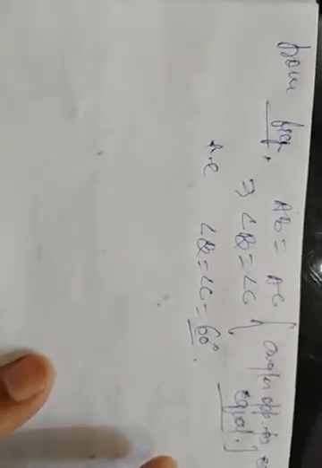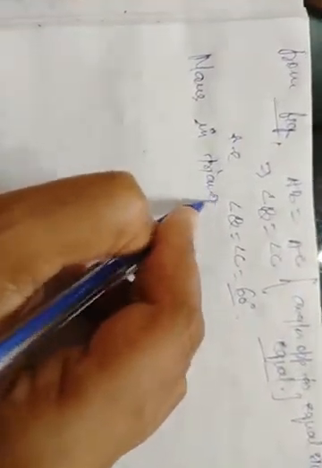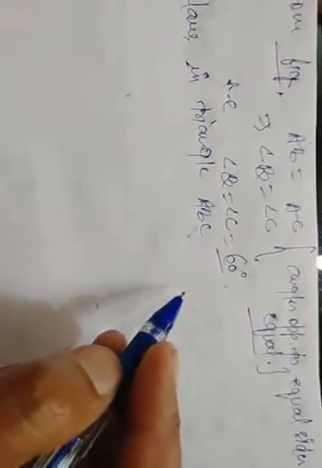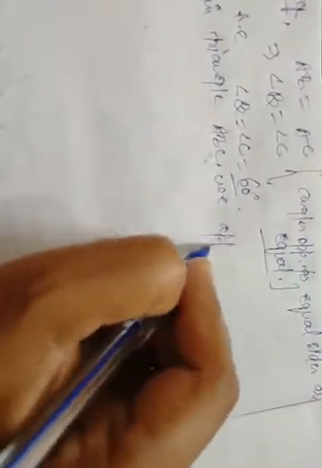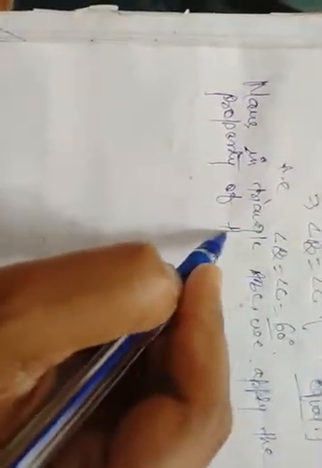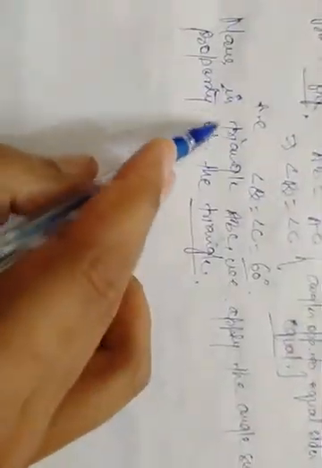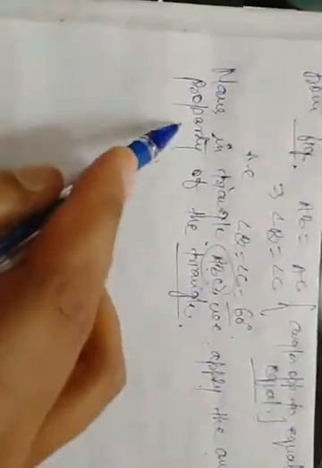Okay, now in triangle ABC we apply the angle sum property of the triangle.